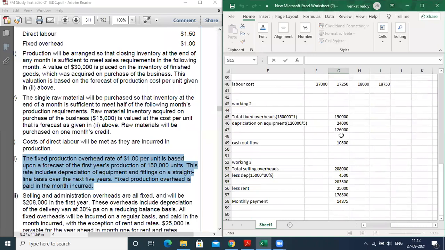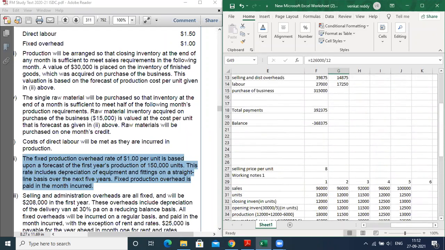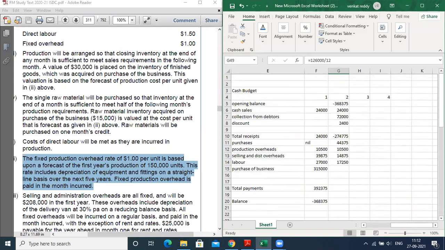For your reference, this I am showing here. Just see. So the total production overhead is 1,50,000, and the depreciation on equipment I deducted because it is a non-cash expense. So I got 1,26,000 as the net amount, and 1,26,000 divided by 12, I got an annual cash flow of 10,500, and this 10,500 annual cash flow I took it in the first month cash flow. I hope I addressed your query.